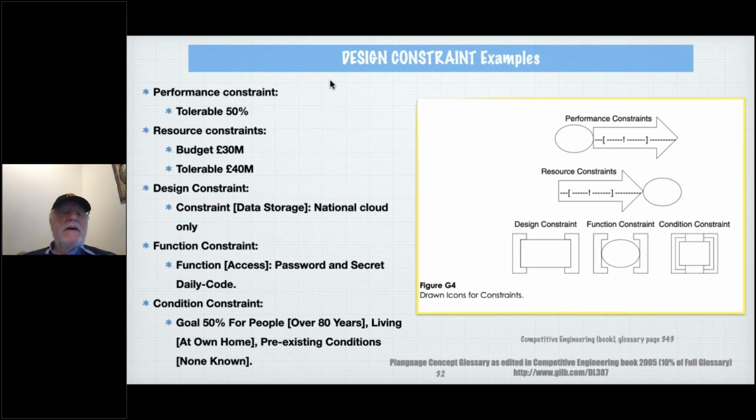Here's a detailed example. I just made these up, but here's a performance constraint. Here are some resource constraints. Here's a design constraint. Here's a function constraint. Here are some condition constraints. Okay, now all this is stuff in the competitive engineering book.